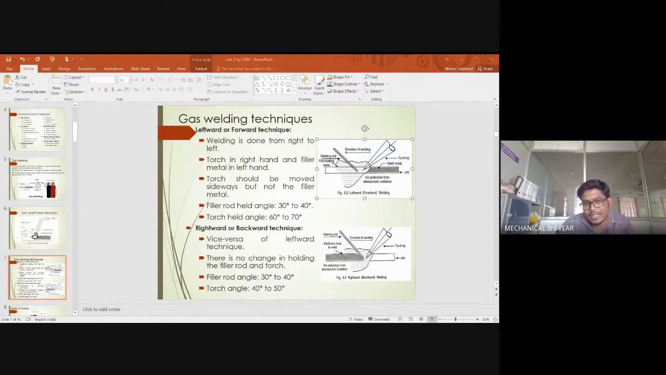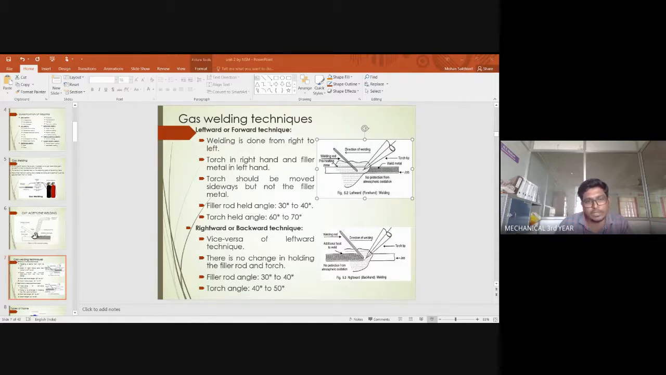The inner cone produces heat. This flame is responsible for converting the filler metal into molten metal. What is the use of the outer flame? It is used to protect the weldment, which is nothing but the welding area, from atmospheric interaction. So if you are using this type of flame, what can be done?